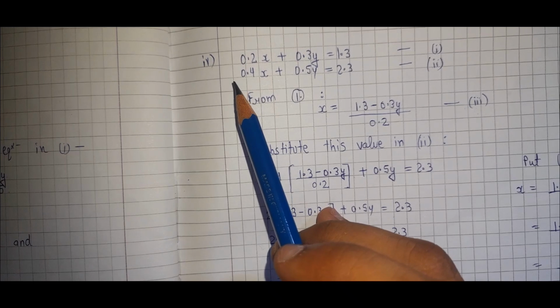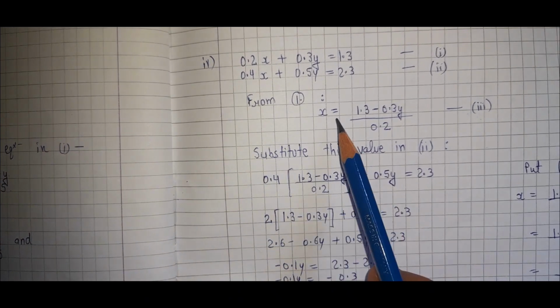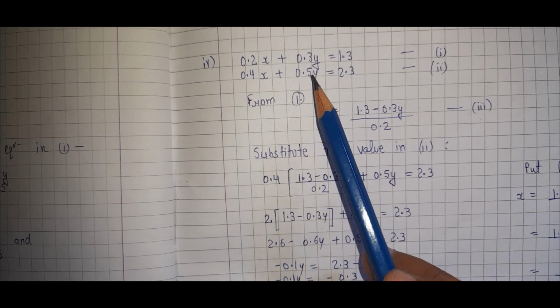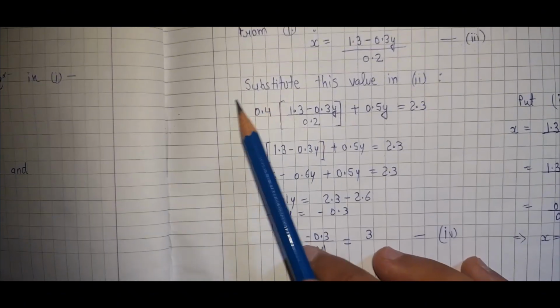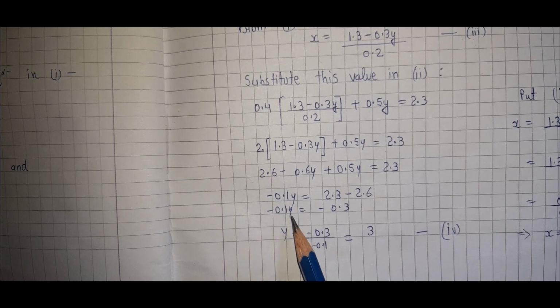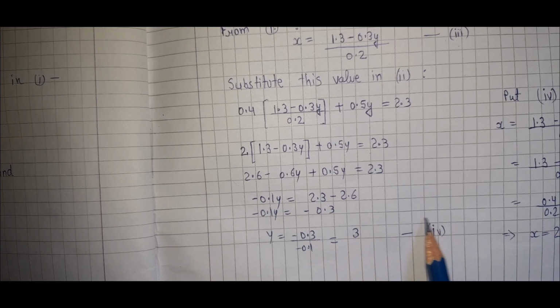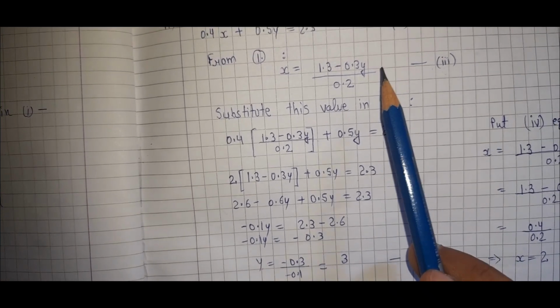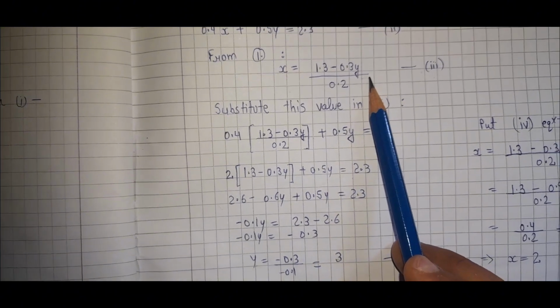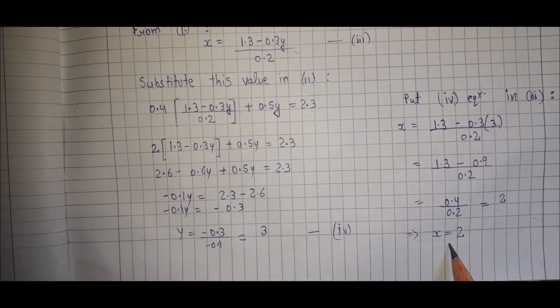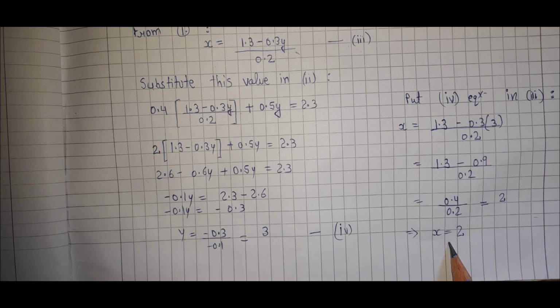Similarly, in the fourth part, find the value of x from the first equation and then put this value in the second equation. We will get this equation, and after solving this equation, we will have the value of y, that is y = 3. Now at last, putting this value in equation number 3, we will get the value of x. x = 2.